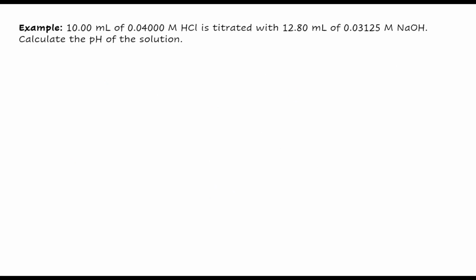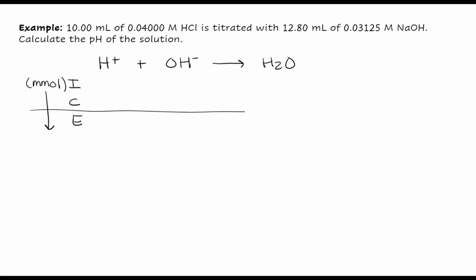We'll go ahead and set up our millimole table. So we have H plus plus OH minus goes to water. Set up our rows, ICE: initial, change, and end. Our units for this table will be in millimoles. And we'll draw a line through the water.